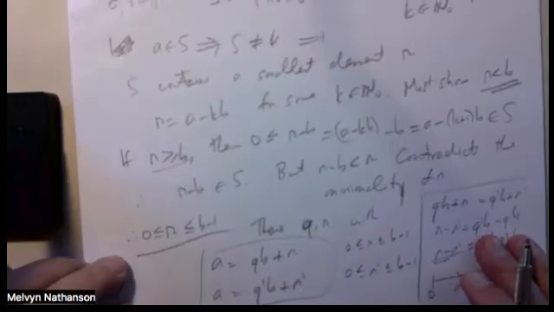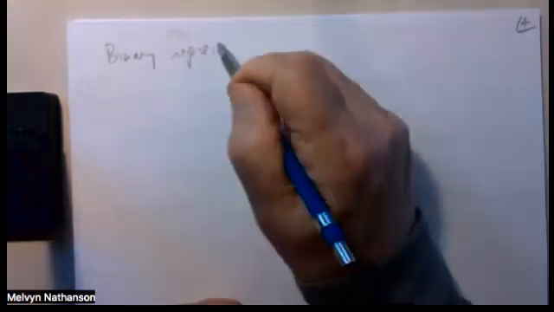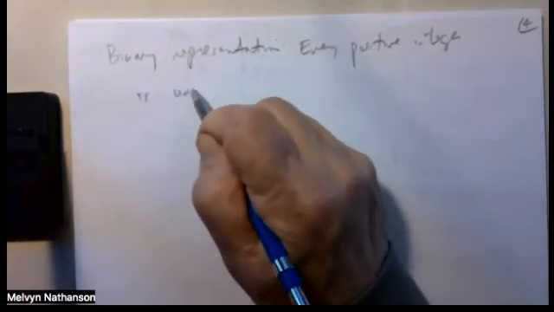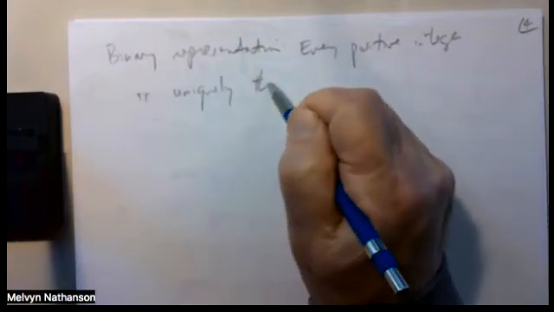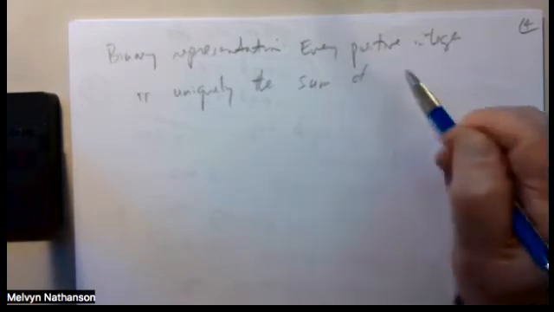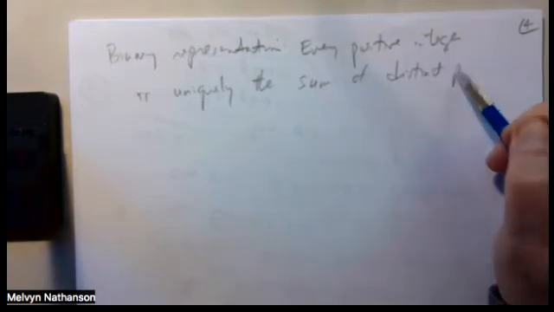And one consequence of this is a fact which is very important. For example, in computer science, you have the binary representation of integers. Every positive integer is uniquely the sum of distinct powers of 2.